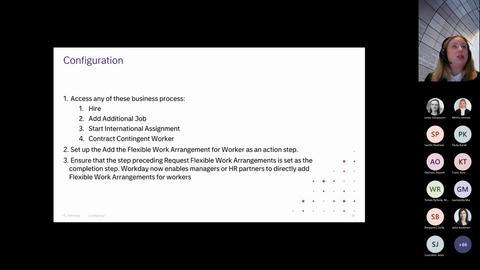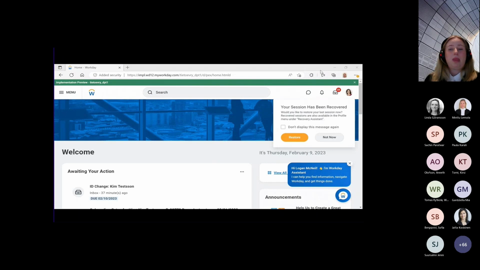And here's the configuration. You access any of these business processes as I mentioned, and you set up the Add Flexible Work Arrangement for Worker as an action step, and you need to ensure that the step preceding the Request Flexible Work Arrangement is set up as a completion step. And here we'll go into demonstration.